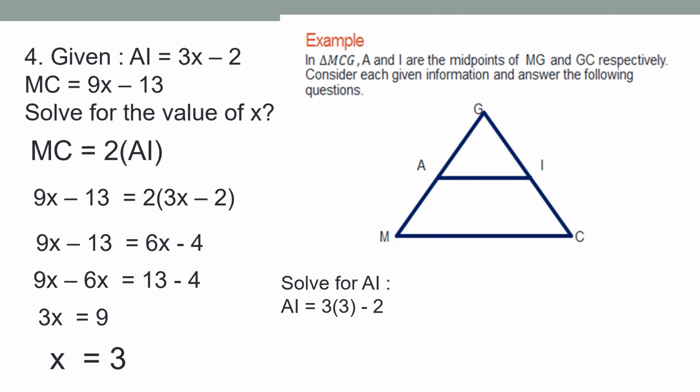Solve for AI. So AI is equal to 3x minus 2. So 3 times 3 minus 2. 3 times 3 is 9, minus 2, 7. Solve for MC. So MC is equal to 9x minus 13. So 9 times 3 minus 13. 27 minus 13 is equal to 14. MC equals 14.